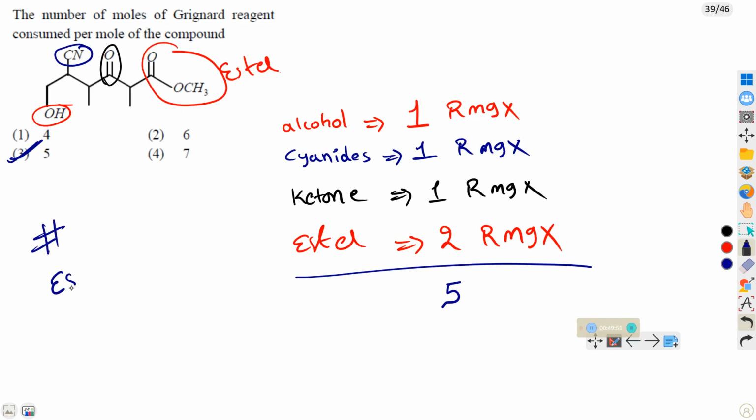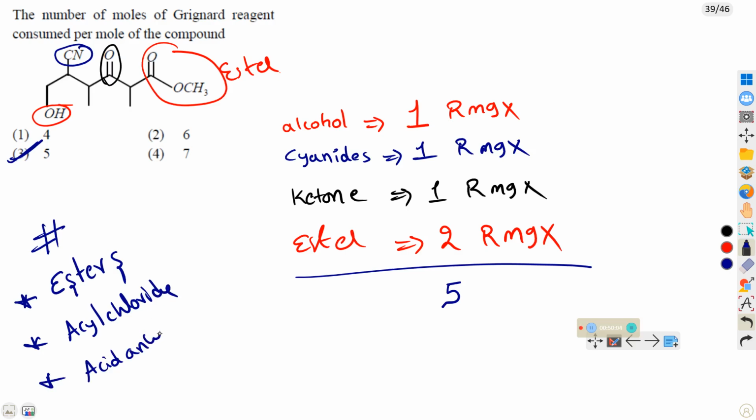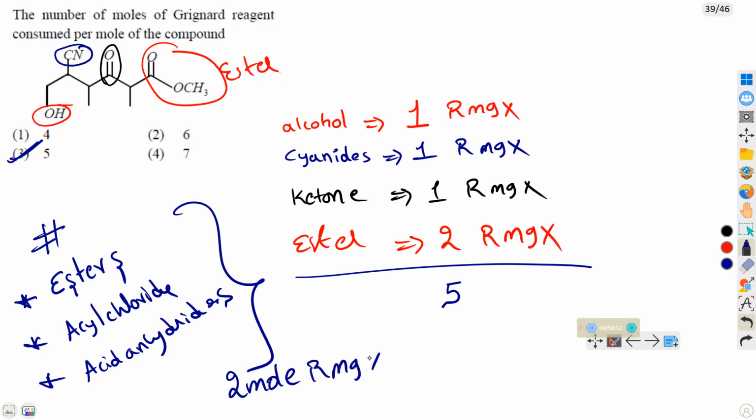Note down: first one is esters, after that acyl chlorides, after that acid anhydride. These functional groups require 2 moles of Grignard reagent, 2 moles of RMgX.